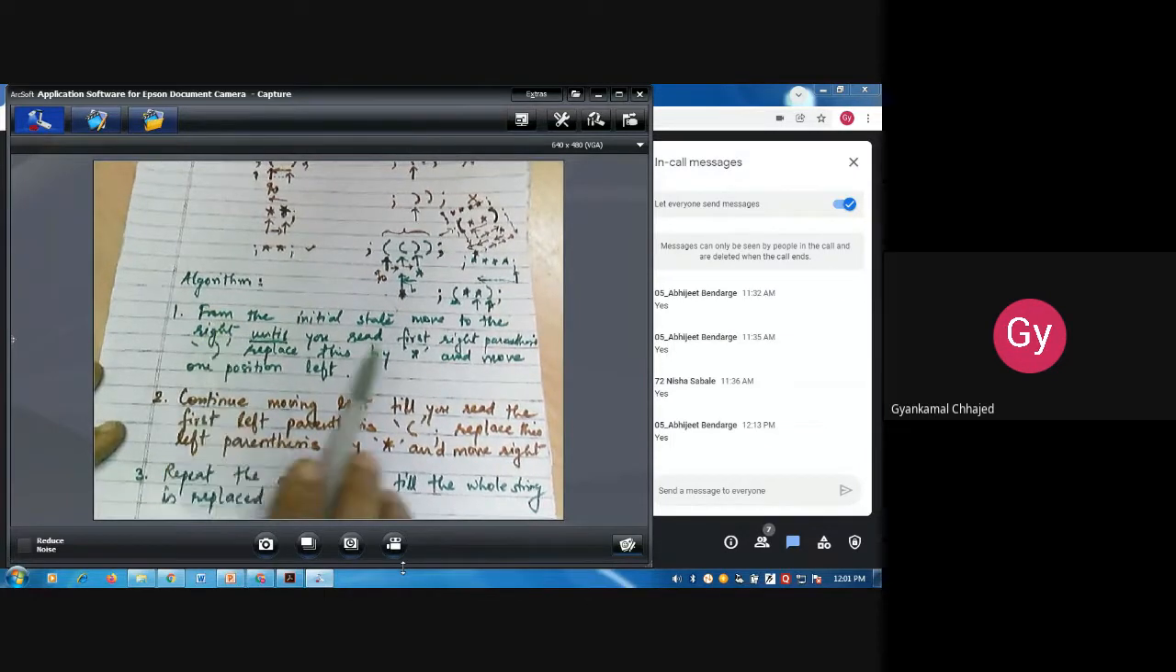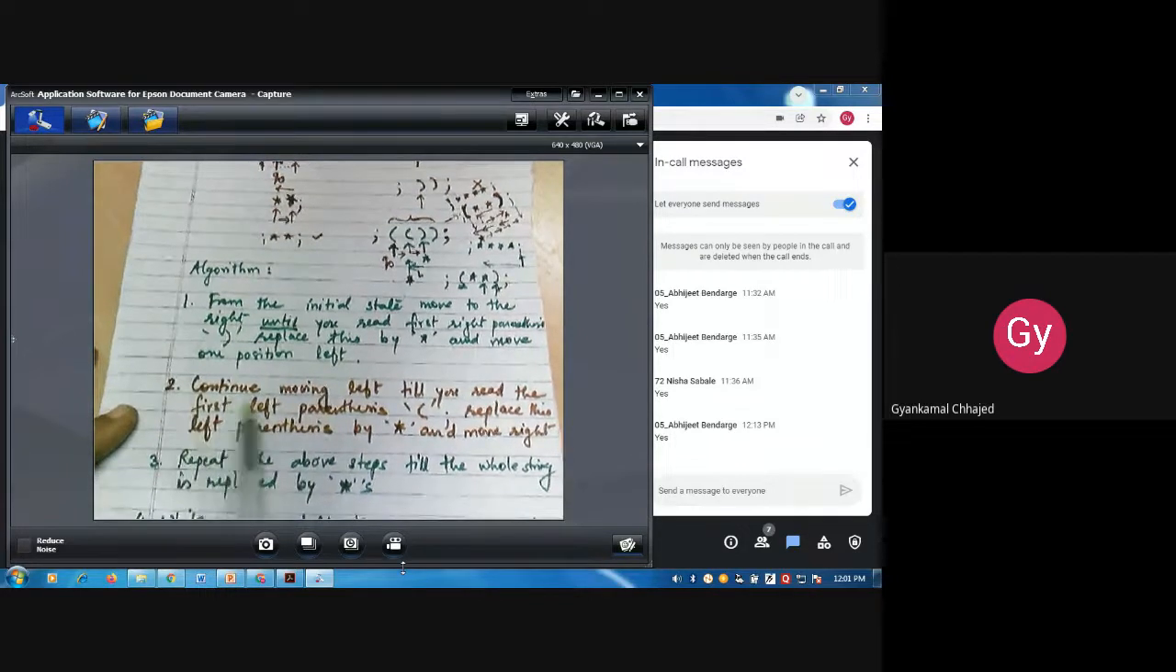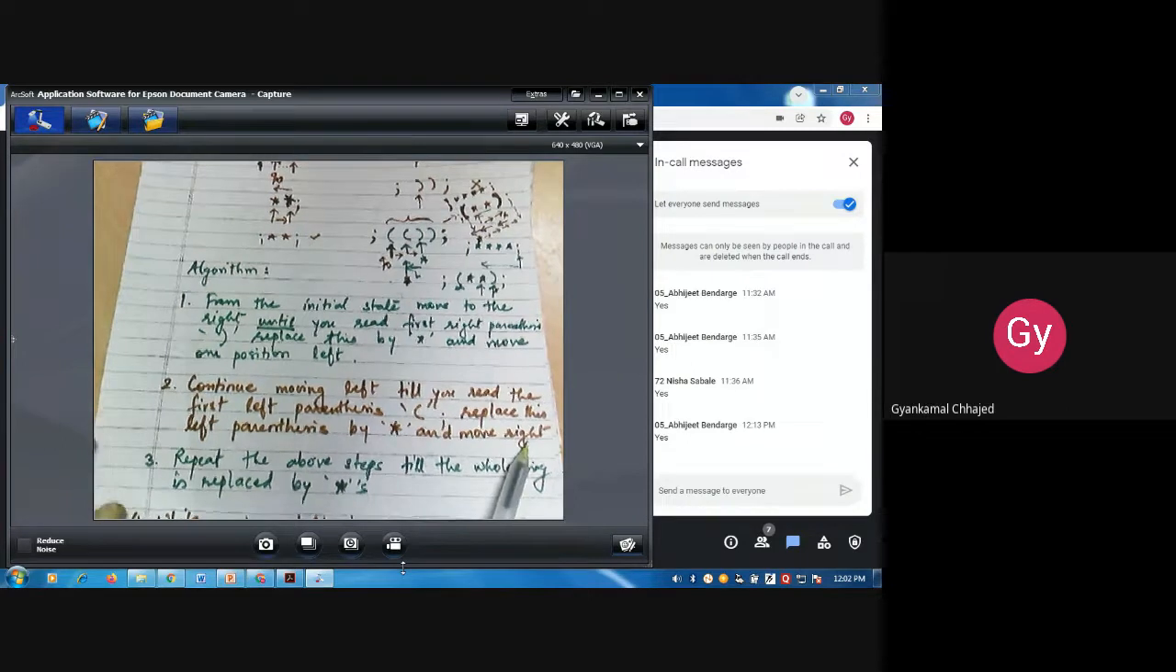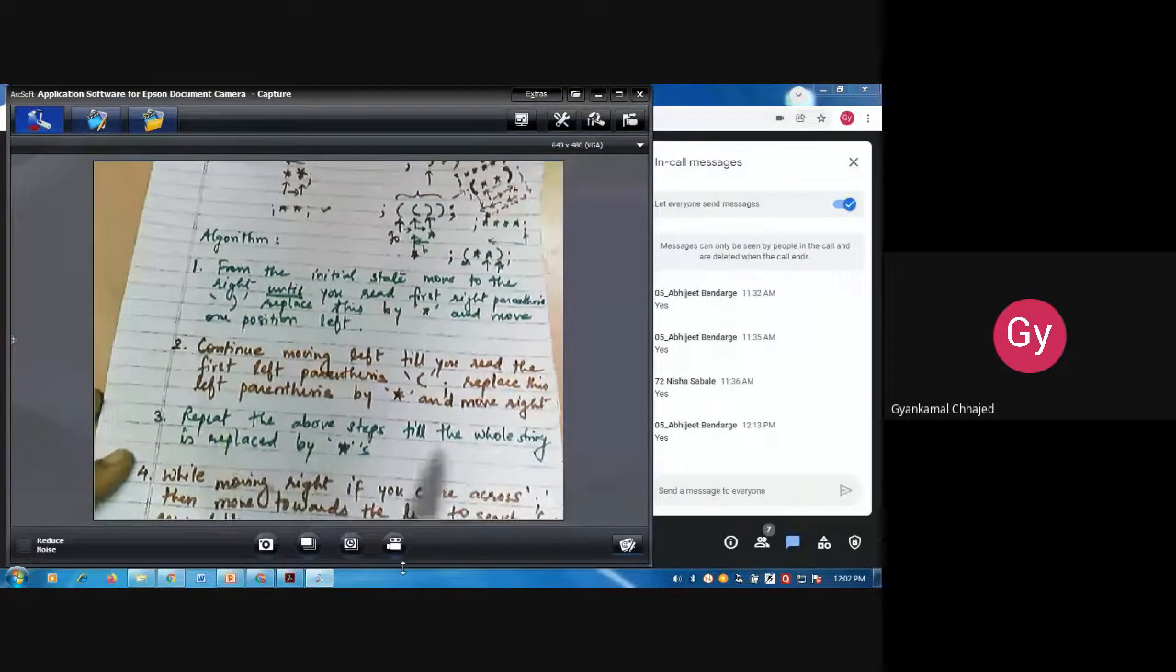So from the initial state, move to the right until you read the first right parenthesis. Okay, replace this by a star and move one position left. Now second, continue moving left till you read the first left parenthesis. Replace this with a star and move towards right. Same thing is explained. Repeat the above step till the whole string is replaced by stars.